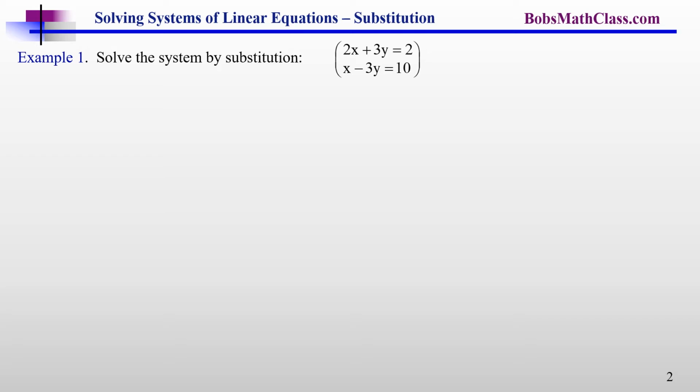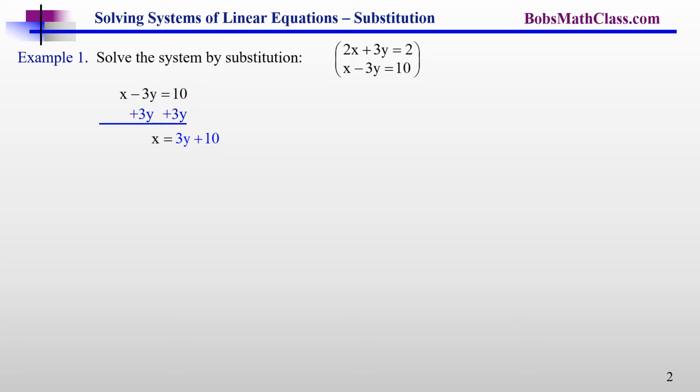The coefficient of x is 1, so we don't have to worry about that. All right, so let's get x by itself. So rewrite the bottom row. To get x by itself, add 3y to both sides. So therefore we have x equals 3y plus 10.